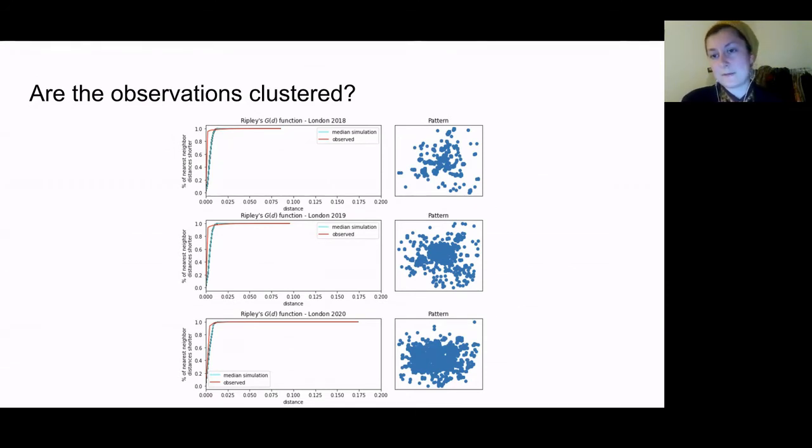If the increase is more rapid than the increase of the spatial random distribution, then there's evidence for clustering. And here we can see that we have a more rapid increase. So there is definitely evidence that the observations are indeed clustered. Yeah, that's from my side.